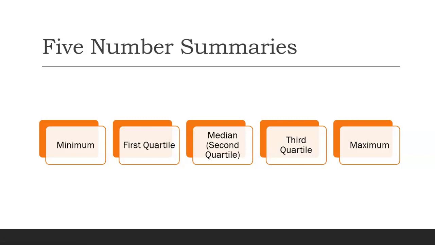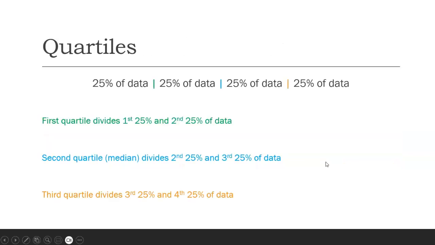Another type of summary that you need to know is a 5-number summary, and this includes a minimum, a first quartile, a median, otherwise known as the second quartile, the third quartile, and the maximum. And here's how you find your quartiles. Your second quartile, or your median, is always the easiest to find because I've already showed you how to find it. It's the middle number in your set of data, and it divides your data in half.